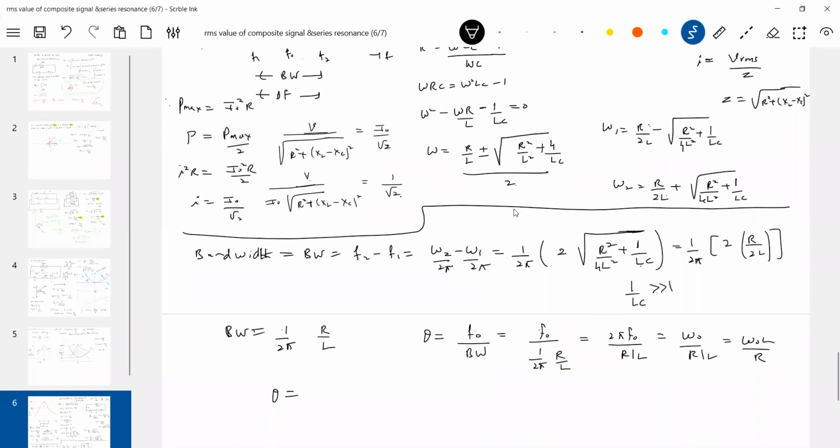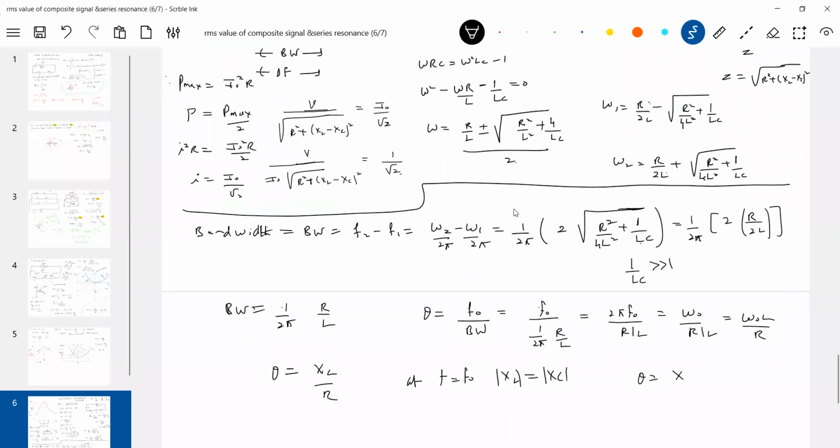And what is omega naught into L? It should be the inductive reactance. And at resonance, we know when F equal to F naught, XL equal to XC in terms of mod. So the quality factor, we can also write as Q equal to XC by R. So how to increase the sharpness of resonance? We have one option. What is that? This is omega naught, I'm not going to disturb. L is very difficult. R is variable. By varying R, we can control the sharpness. So where do we see this? I think you go for even the Tata Sky remote, or any other DTH.